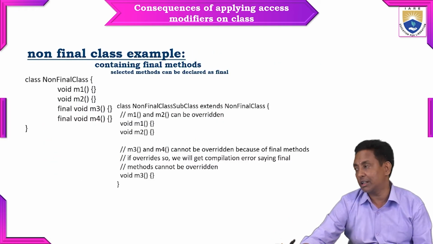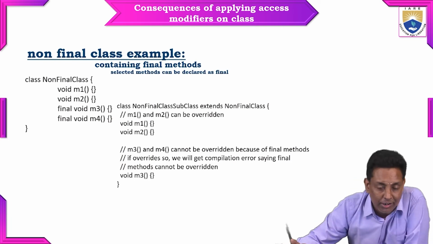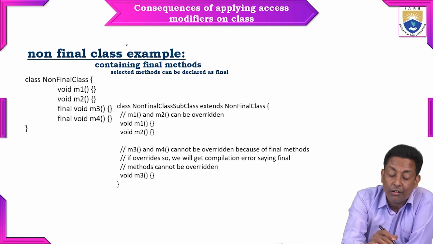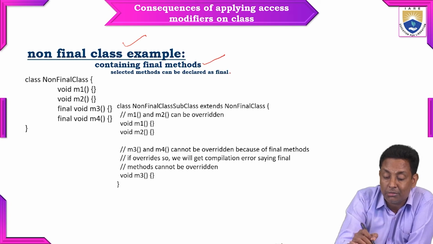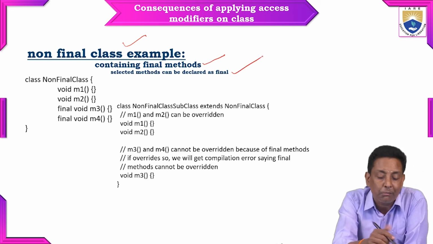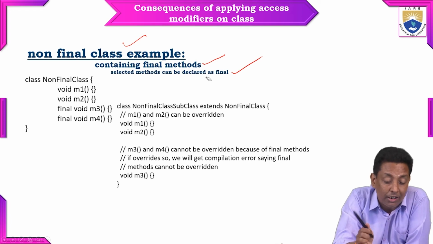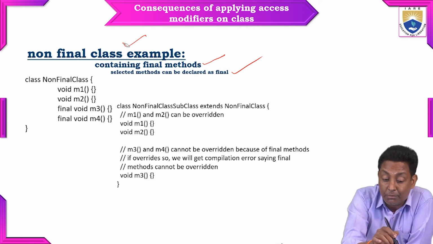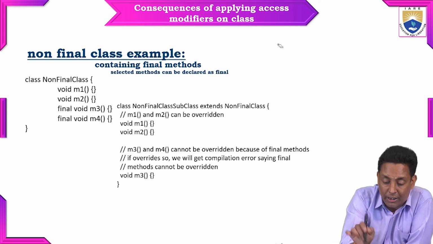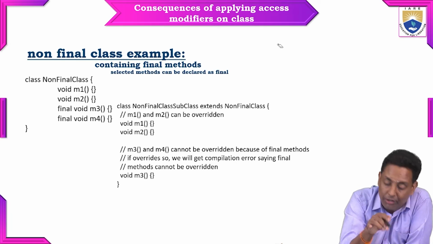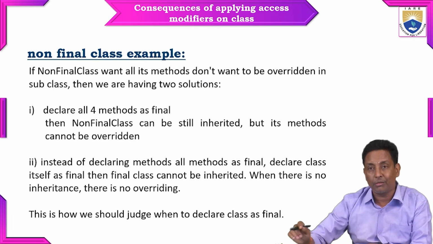But if you come to this class, this is a non-final class. See the heading: non-final class containing final methods. Selected methods can be declared as final. And the important points I'll write in the heading, that is my habit. Non-final class example: non-final class containing final methods. Then from that we'll see when to go for final methods.